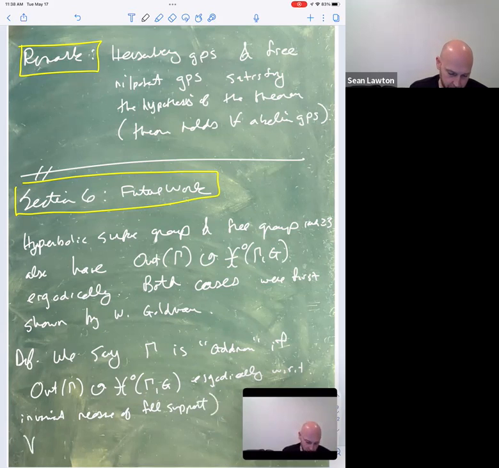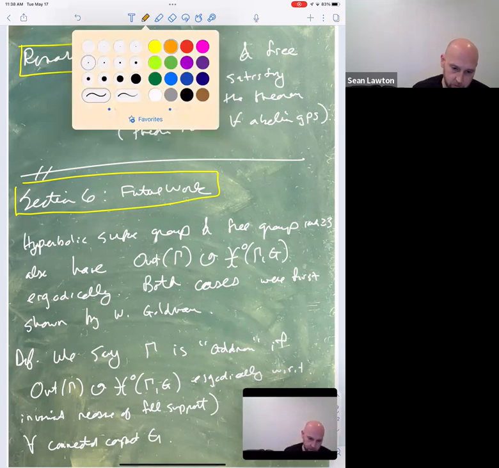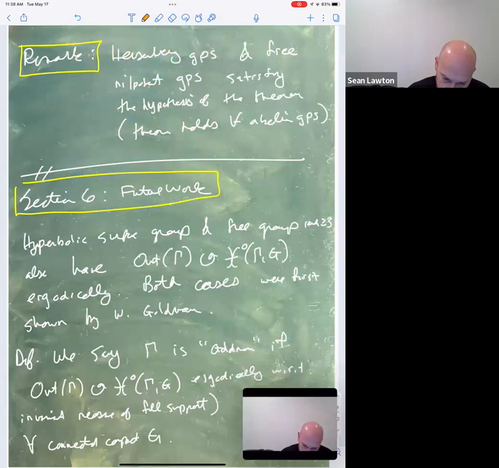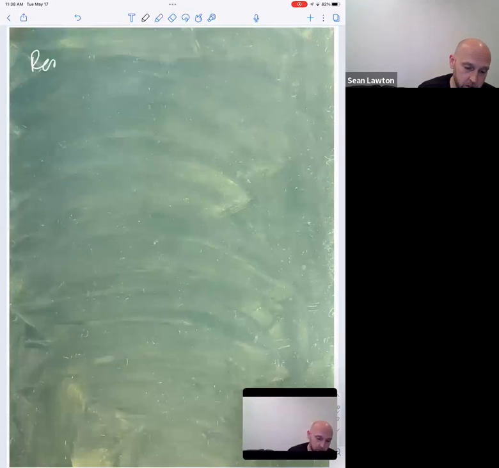Oh, and then the other thing, the quantifier: for all connected compact G. This is true for all connected compact G. Okay, so with that definition, we make a remark here.